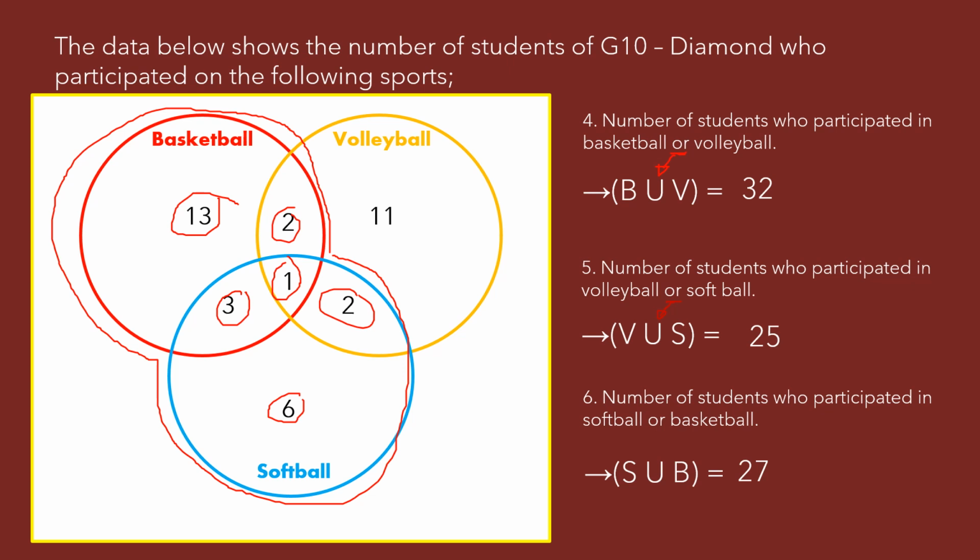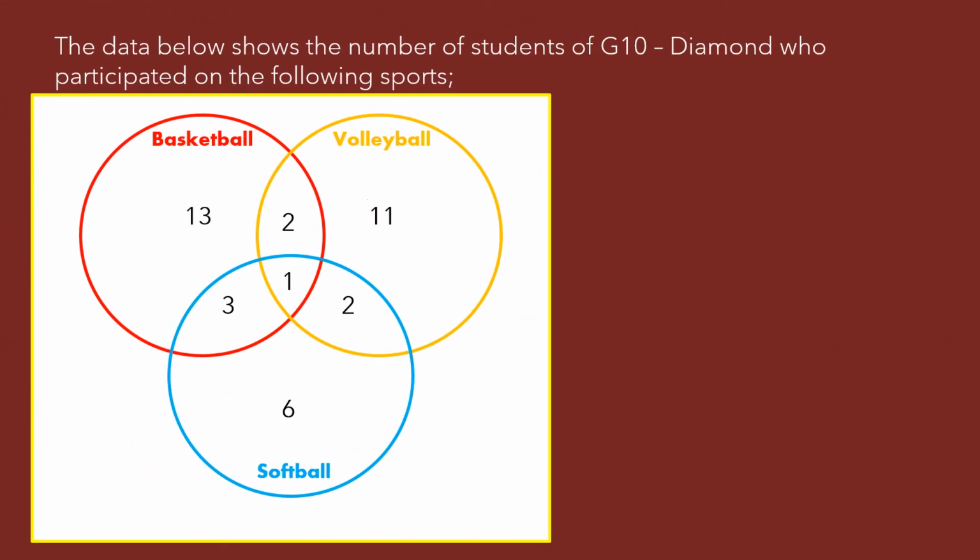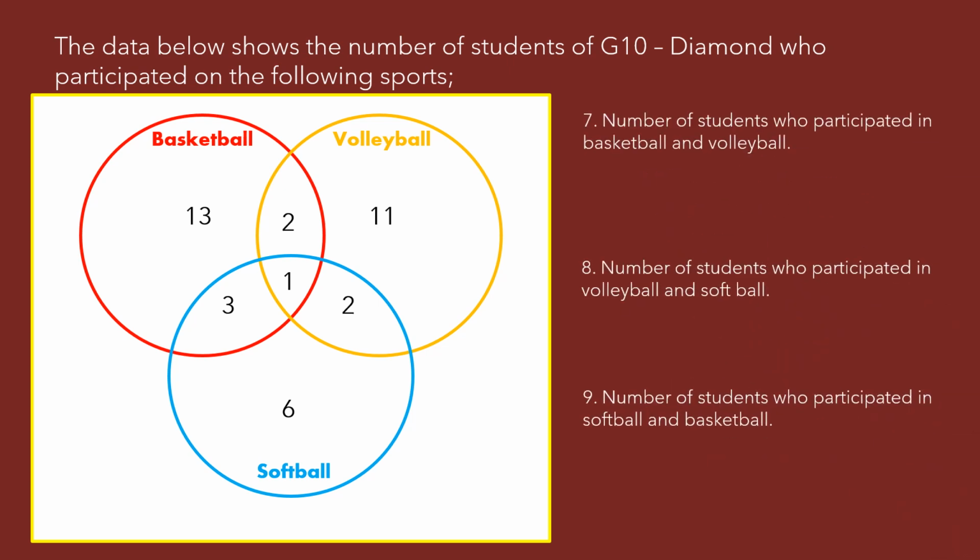Let's have another one. This time, let us deal with intersection. For number 7, the number of students who participated in basketball and volleyball. As you notice, this time the word between the two sets is and, and the word and denotes intersection.